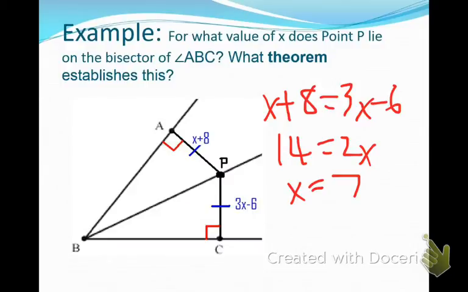Okay, what theorem establishes this? That P is equidistant to the sides. The point P on the angle bisector is equidistant to the sides of the angle. Which one is that? Is that the angle bisector theorem, or is that the converse of the angle bisector theorem? Gage? Angle bisector theorem. Yes, that is the angle bisector theorem.